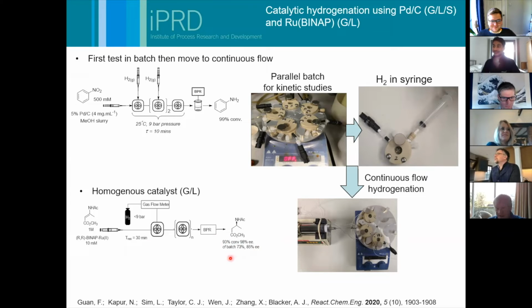And in this case, we achieved high conversions and good enantiomeric excesses in the reactor. And actually, one way in which we separated the gas from the liquid was by turning a reactor on its side so that the gas could come out vertically and the liquid could drain out through gravity. So we just used a reactor at the end here, turned on its side with the gas coming out at the top and the liquid draining out through the bottom. The details of that are in this paper here.